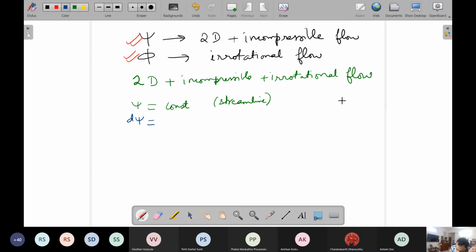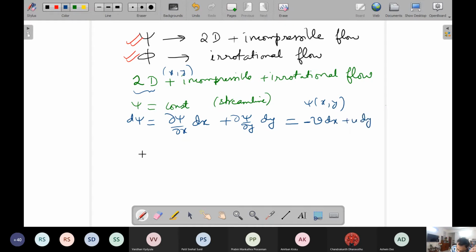just now. So psi is a function of x and y. Let us assume that everything is taking place in the xy plane, because it's two-dimensional. So d psi equals minus v dx plus u dy. If you have d psi equal to 0, or psi equal to constant, that will give you this right-hand side equal to 0.